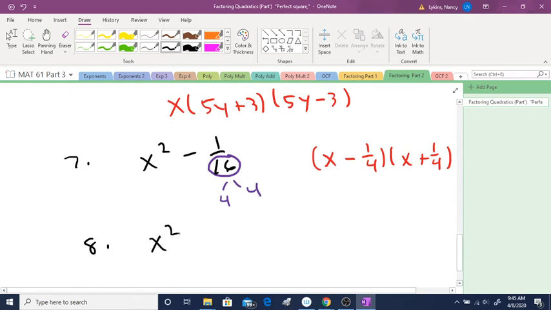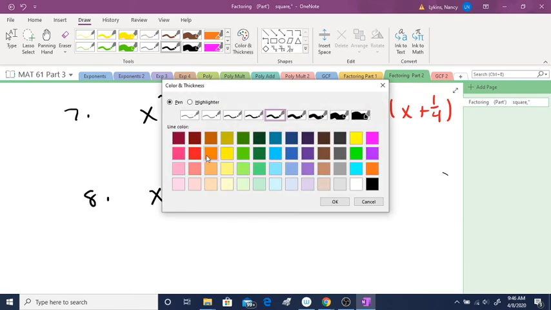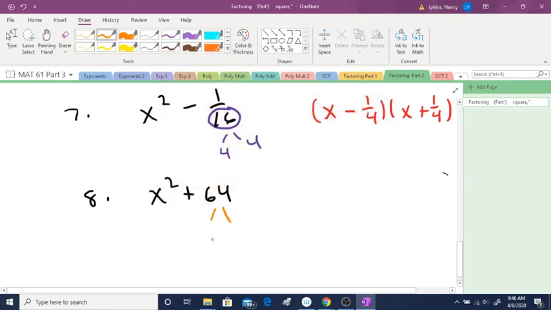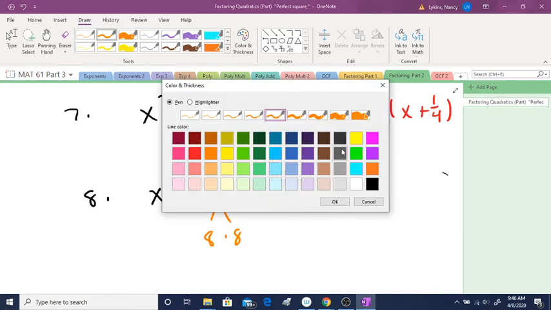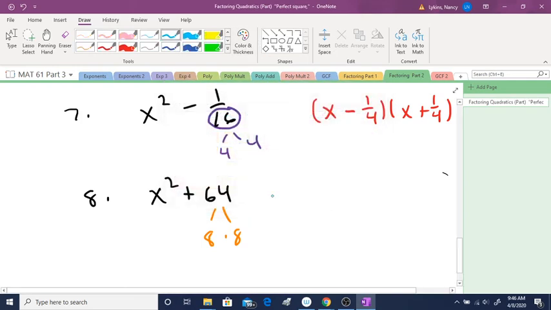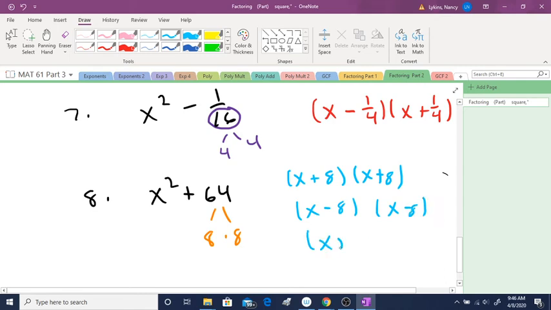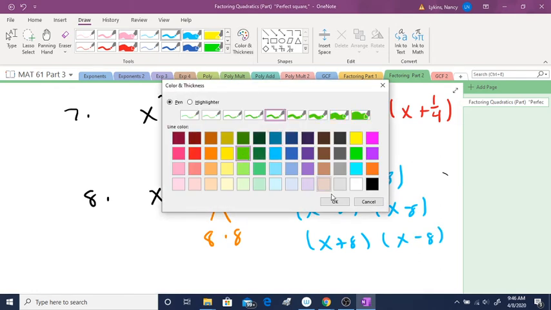Now, what about if you have an x squared plus 64? Okay, that is a perfect square. Now, I've seen this a lot. Since that's plus, it's plus 8 plus 8. And then I'll say, well, I'll have some that's minus 8, minus 8. And then some I'll have a combination. Well, let's kind of rule some of these out and see.